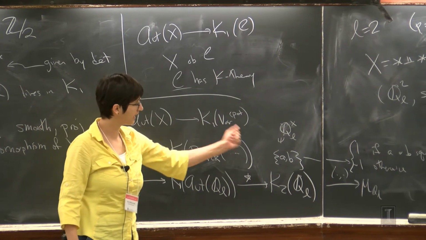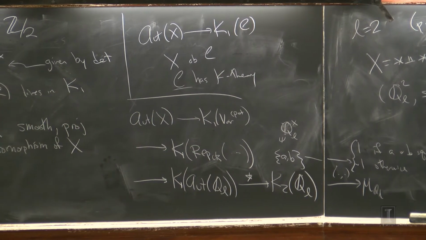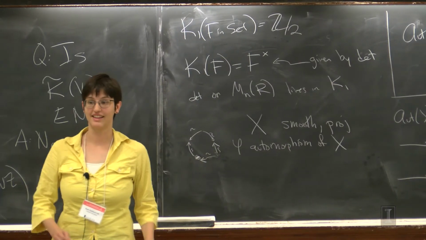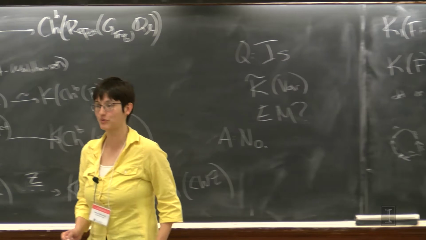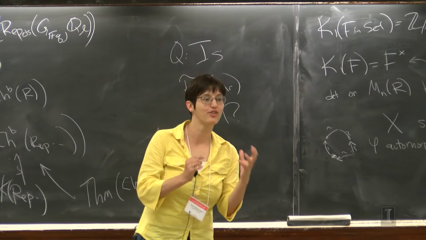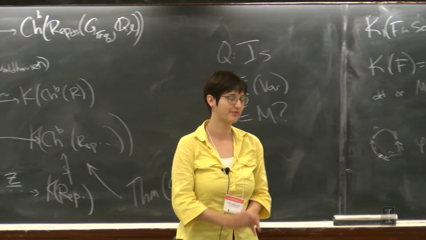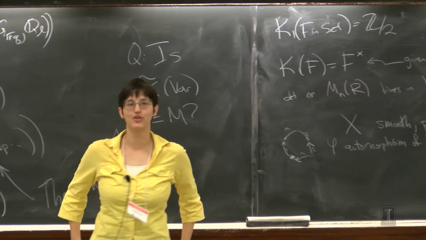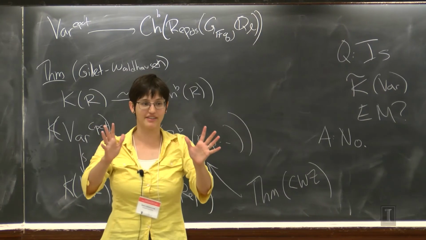So we get this, and we're all happy. Yay! We got an element in K1 that's not the Z mod 2 from swapping 2 points, which means that the reduced K theory also isn't an Eilenberg-MacLane spectrum. And technically, we accomplished the goal of the talk. Woohoo!